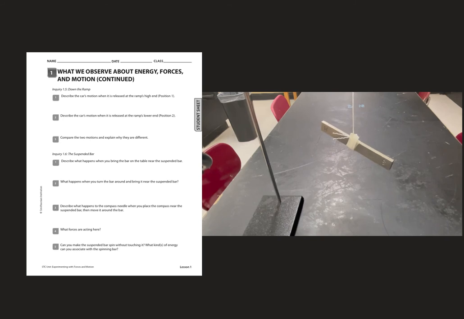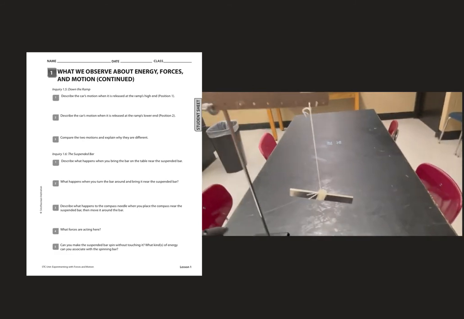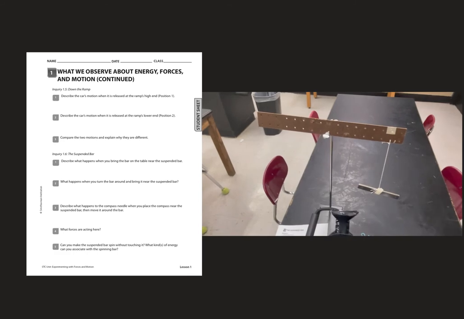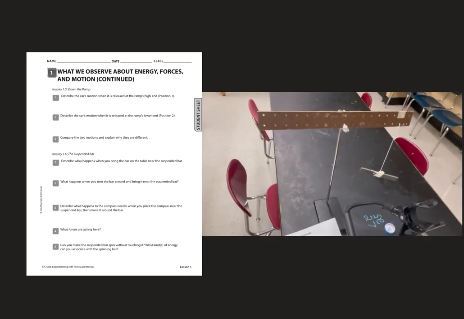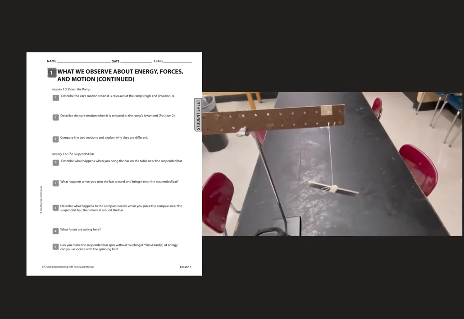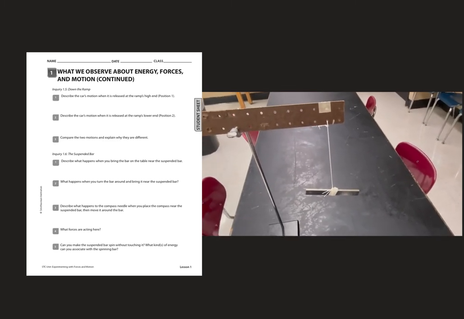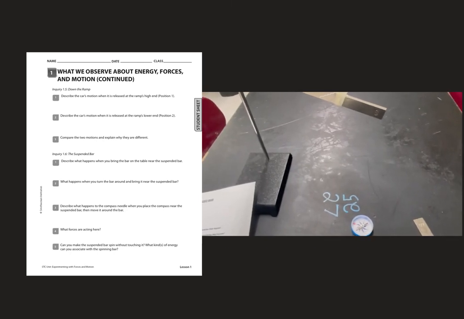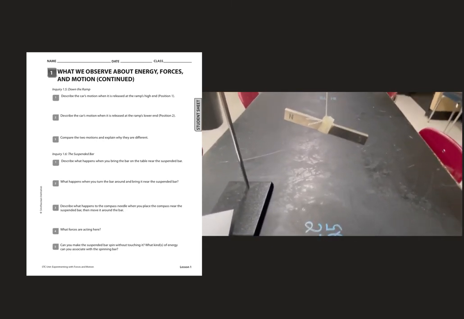All right, guys, so this is 1.6, the suspended bar. So on this activity, we're gonna be doing a few things. Everything's set up for you here. Give me a second, I'll show you the setup. This is how everything's set up. We have a ring stand with a pegboard attached to it, with a bar hung from a string, and we're gonna do some stuff. And you're gonna make some observations in your notebook. So, let's get rolling.